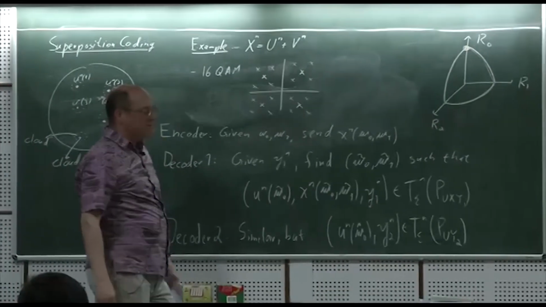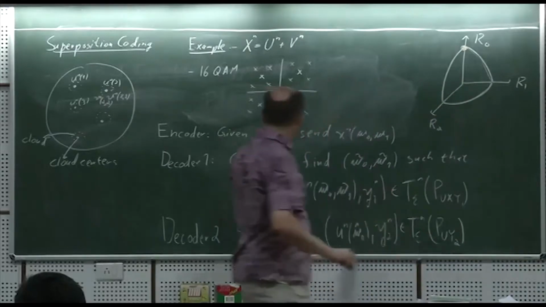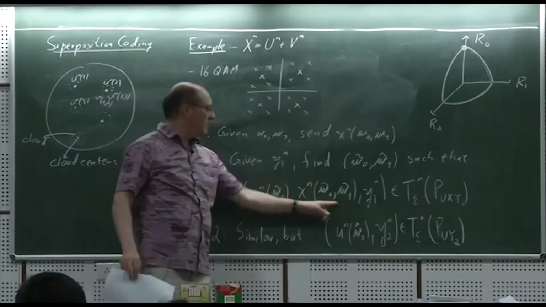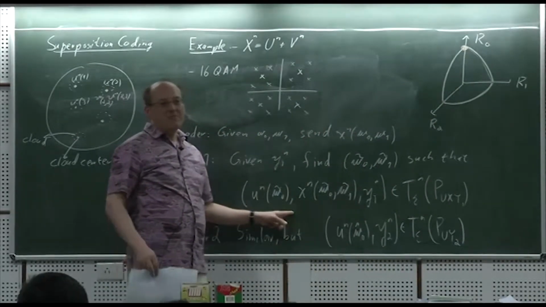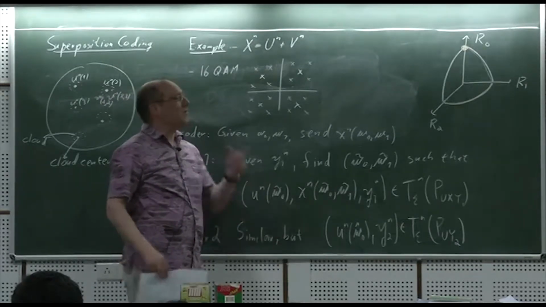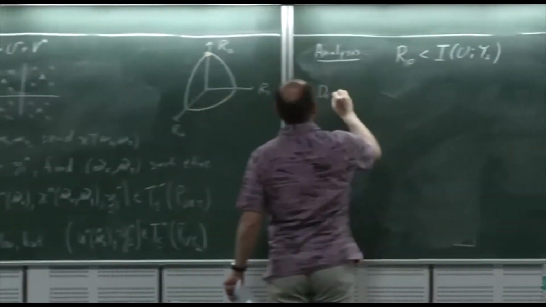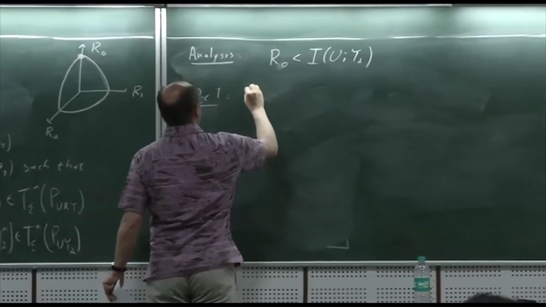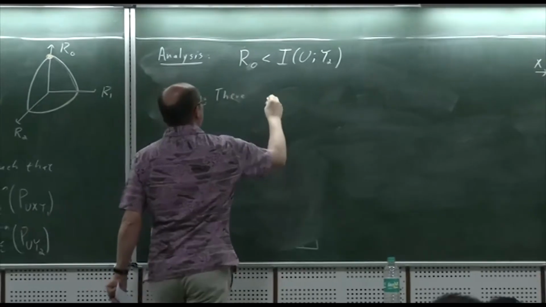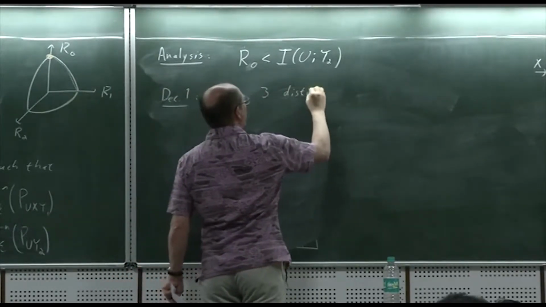Now with decoder 1 there is something slightly new, and the reason is because there's two messages in here, W0 and W1, so we can have different kinds of errors happening, and we have to study every error event separately. So for decoder 1, there are three distinct error events that we want to study.